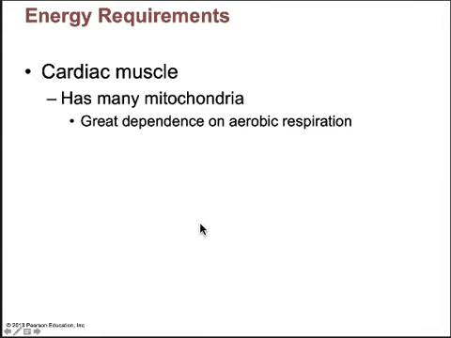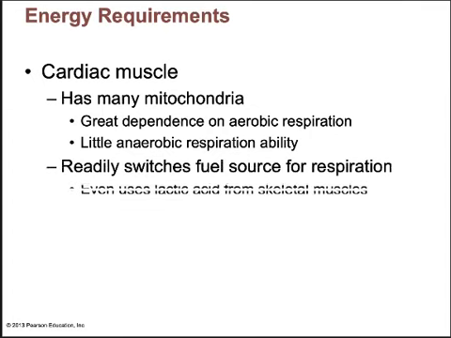Cardiac muscle has a lot of mitochondria because it has to do a lot of work, and it depends exclusively on aerobic metabolism with very little anaerobic ability, and that's again by design. We don't want the heart to ever have to enter a state in which it has to go into anaerobic metabolism. It can switch between different fuels. It can use lactate from skeletal muscle. It can use glucose.